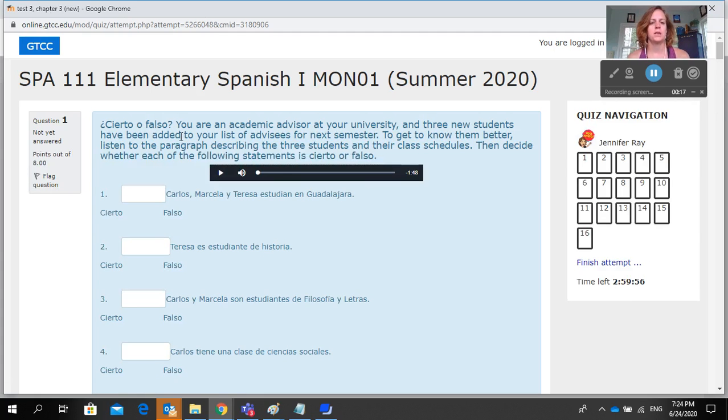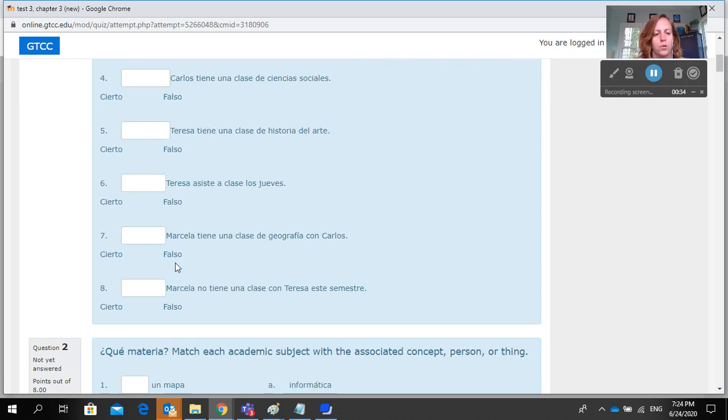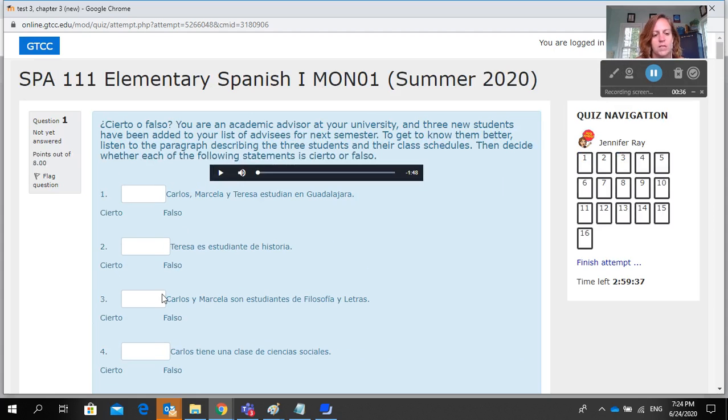The first section, cierto or falso: you're an academic advisor at your university, and 3 new students have been added to your list of advisees for next semester. To get to know them better, listen to the paragraph describing the 3 students and their class schedules, then decide whether each of the following statements is cierto or falso. I think I'm going to go through and add an A or a B in front of cierto or falso. I think it just makes it easier. It avoids people misspelling it.